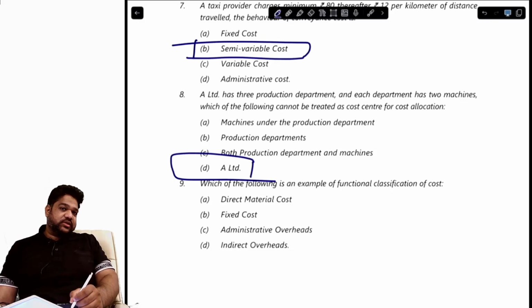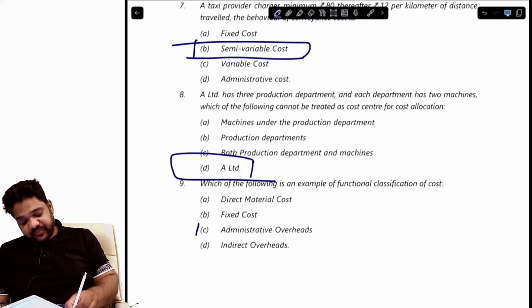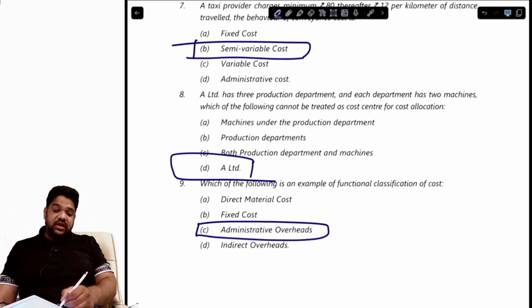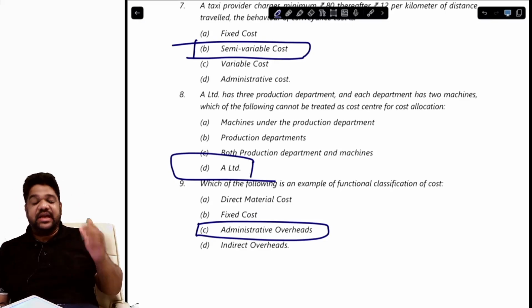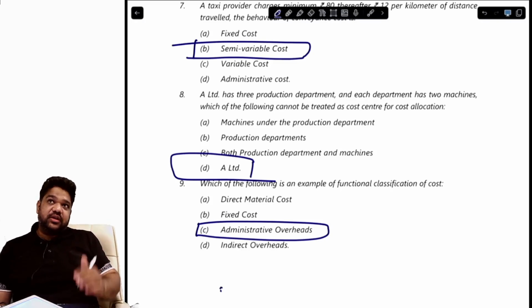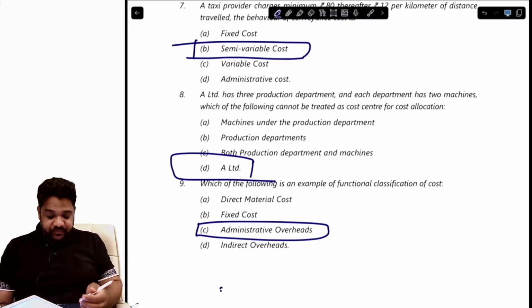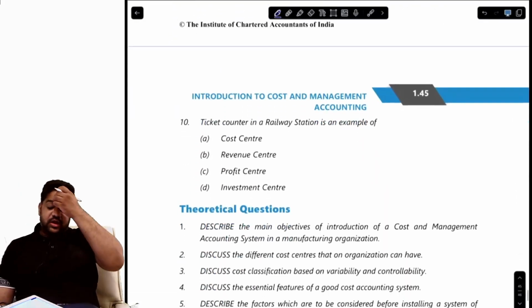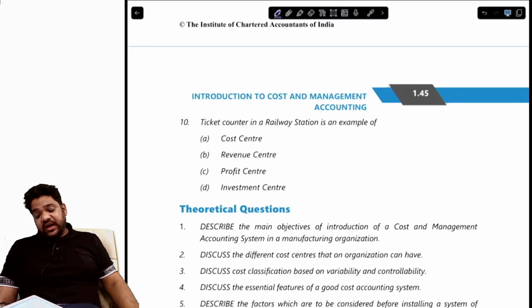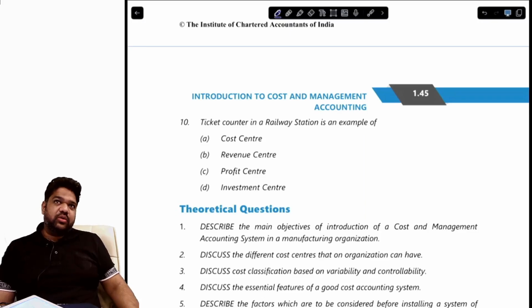Administration overheads. Admin overheads will be a functional classification. Why? Because it is telling you exactly which function they are spending the money on, which is why functional classification. Lastly, they've said ticket counter in a railway station is an example of cost center, revenue center, profit center, and investment center. Now, what would the ticket counter be doing?